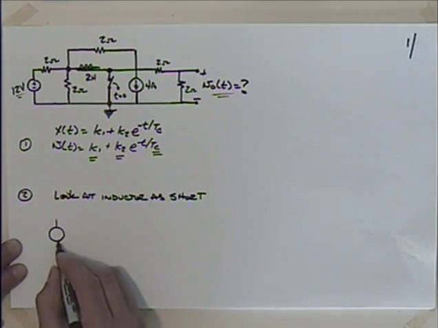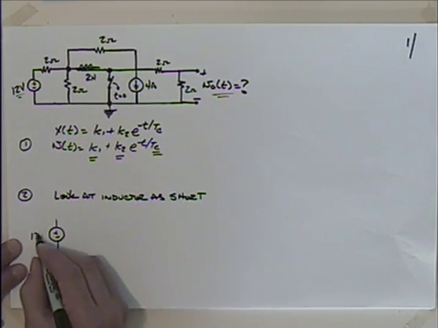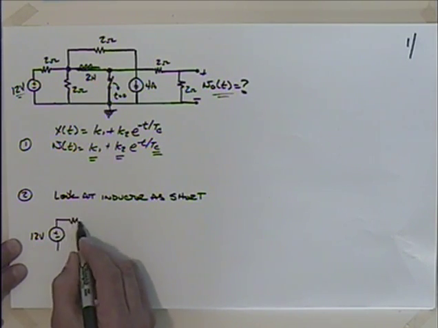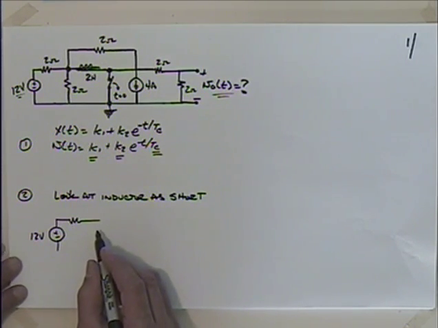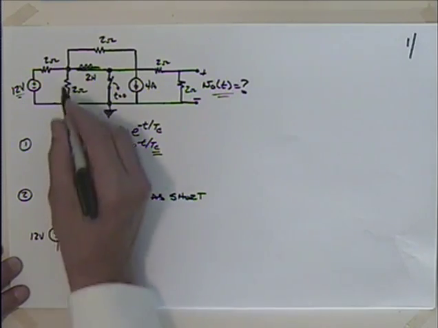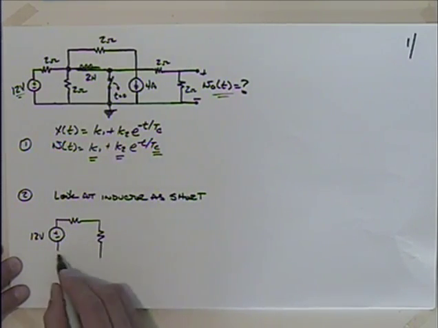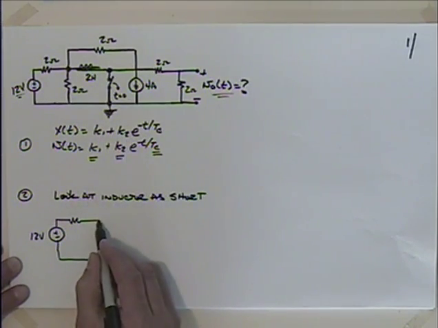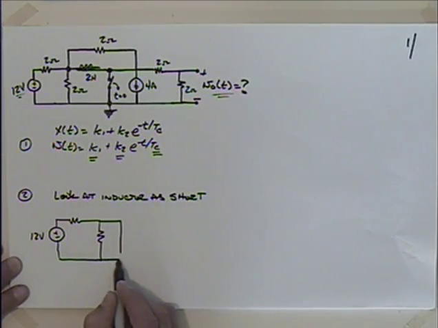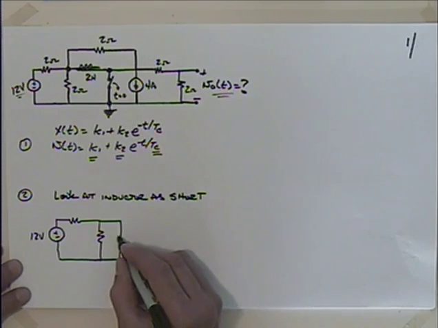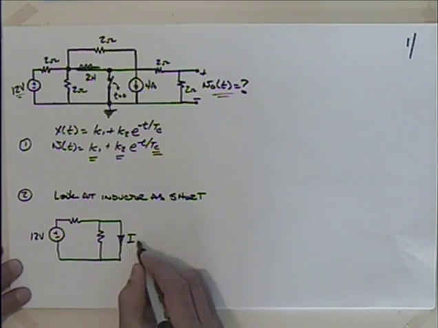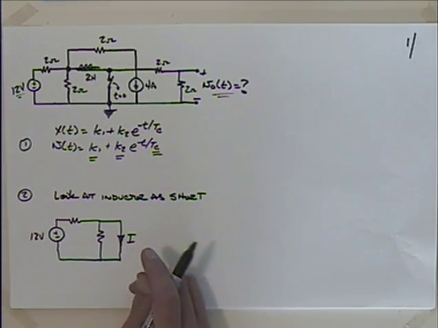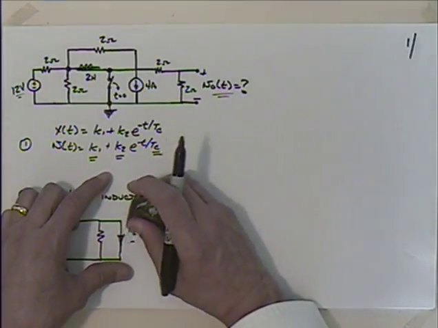So let's see what this starts to look like. I've got that 12-volt source. I've got 2 ohms of resistance there, and then I'm going to have this 2 ohms of resistance here, and then effectively I have this short that goes right to ground. Okay, and I could talk about this then being the current through the inductor. I better keep that lowercase.